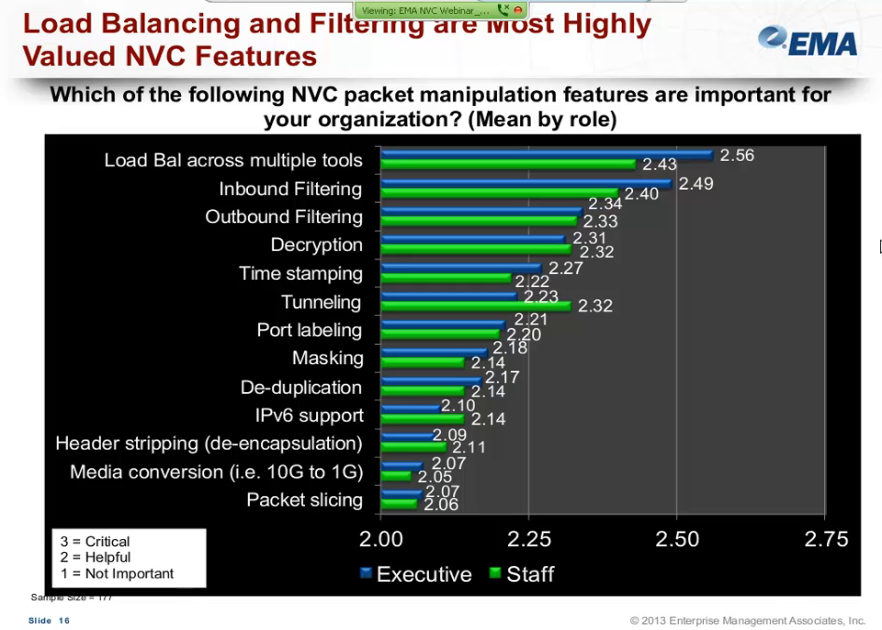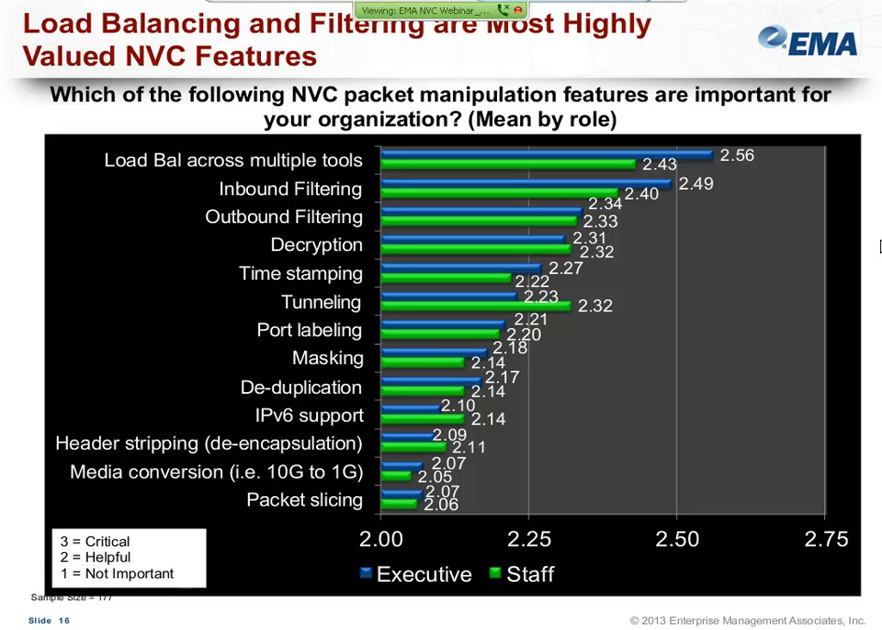All of these features are considered at least helpful, more than helpful, on the critical side of helpful. So none of them really dropped into the really-not-important category. They were all above a 2 on average. But for only a few of them at the top end could we say the majority called them critical, and this would be things like load balancing and inbound filtering that reached up to that 2.5 level. So back to this list, and the tunneling, the one divergence we see here between staff and executives.